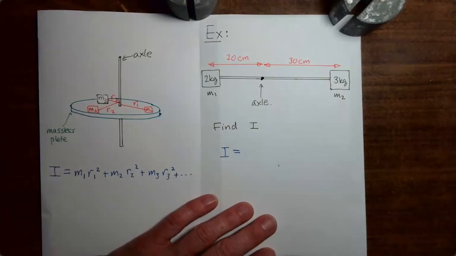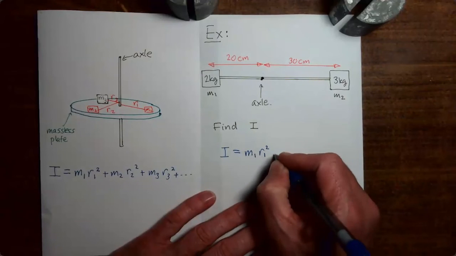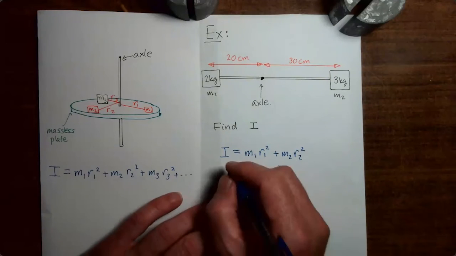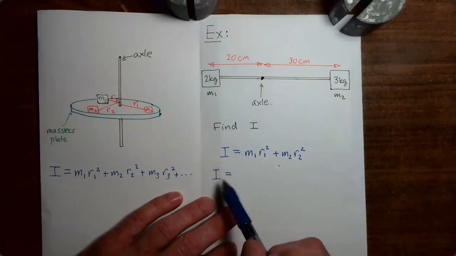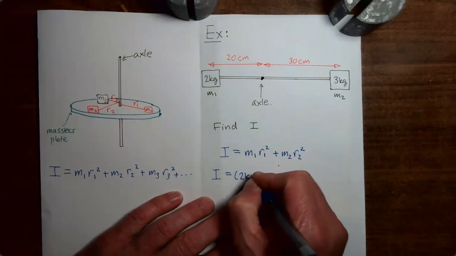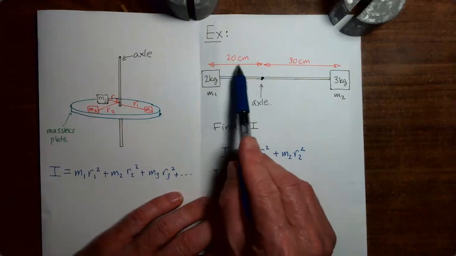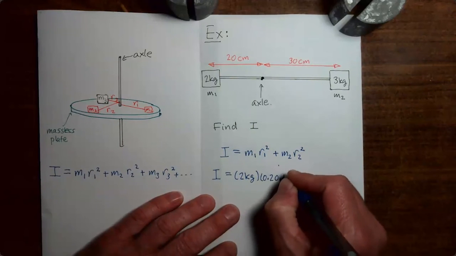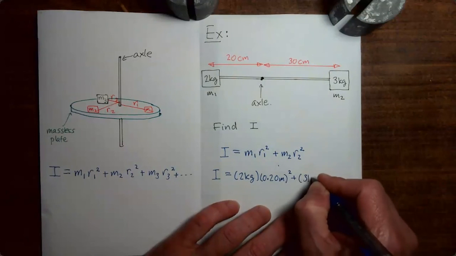In this problem, we have just two masses instead of three, so we can take moment of inertia equals m1 r1 squared plus m2 r2 squared. We can then substitute. Mass 1 is 2 kilograms. The distance from mass 1 to the axle is 20 centimeters, but I'm going to convert that to meters. So we have 0.20 meters squared. Then we have mass 2, 3 kilograms.